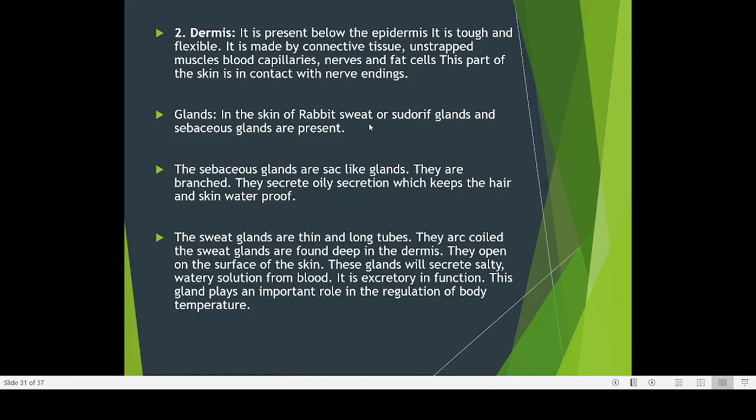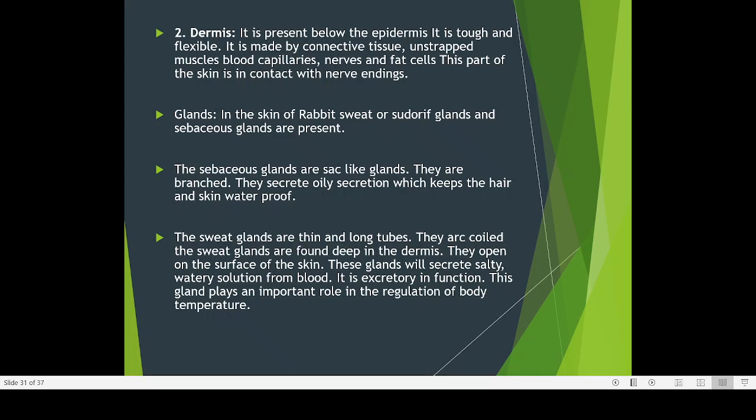In the skin of the rabbit there are 2 types of glands. One is the sweat gland, or sudorific gland. Another name for the sweat gland is sudorific gland. Then one more type of gland is also present, known by the name sebaceous gland.